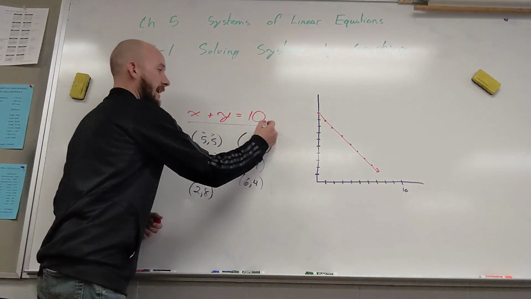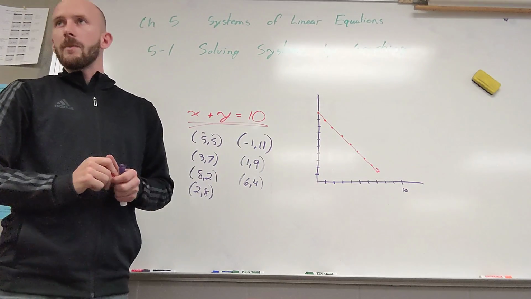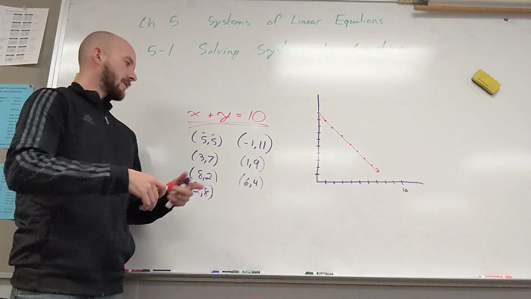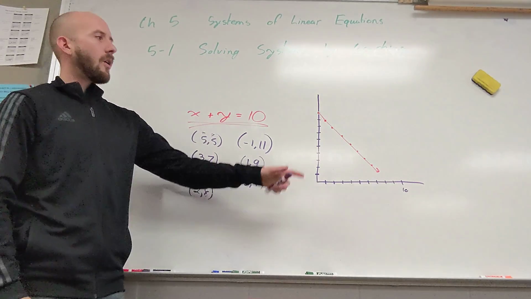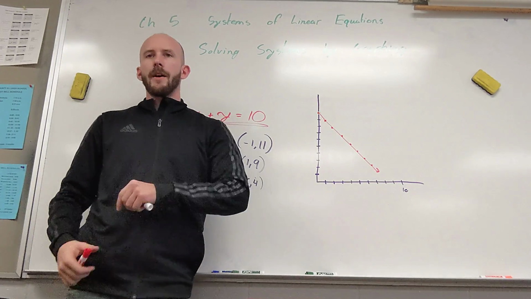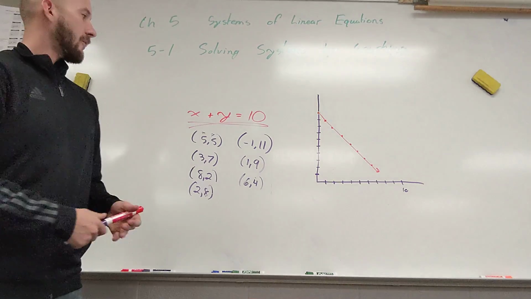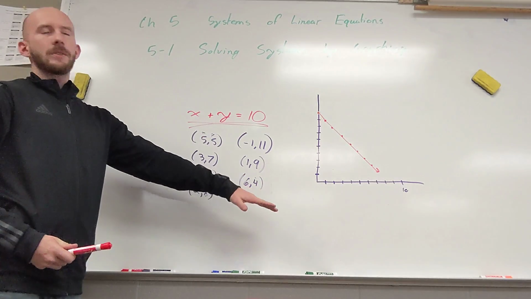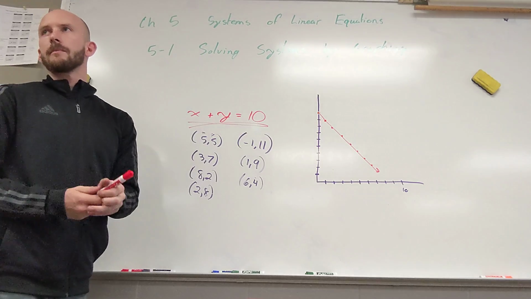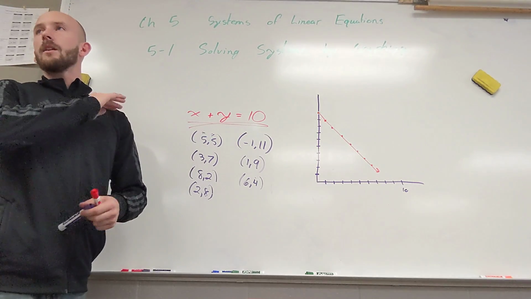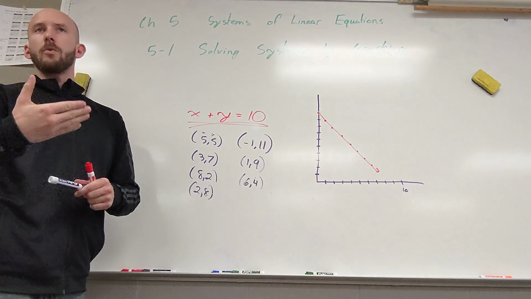Okay. This is a linear equation. All the solutions to that equation are points on the line. So that is a major point that I want you guys to understand. If you were to graph all these solutions, it's going to be points on the line. Any equation is going to work like that if you were to graph it.